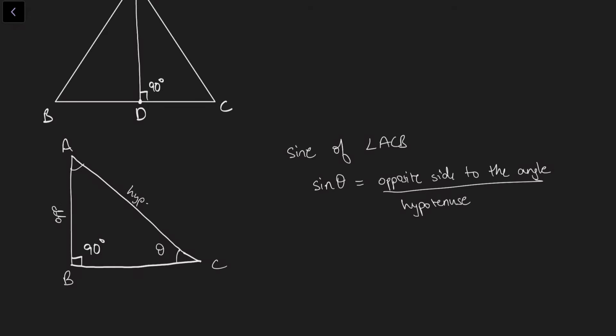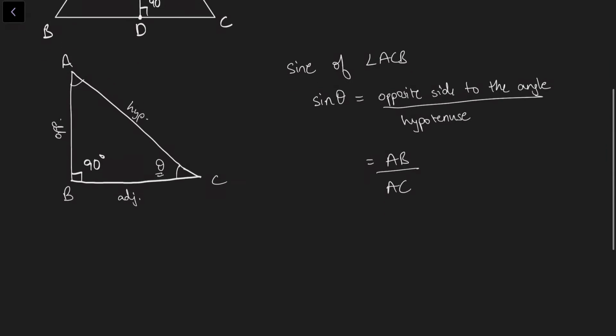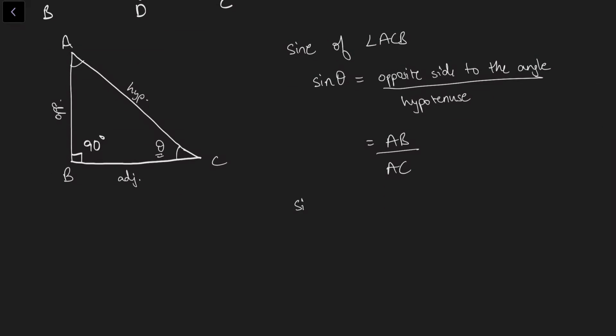This is the opposite side to theta. And this is the adjacent side, which we'll see later. So sine theta is equal to the opposite side to the angle divided by the hypotenuse. And that is basically AB divided by AC. So there you have our first function. Sine theta is equal to opposite side by hypotenuse. And we're going to use this later too.